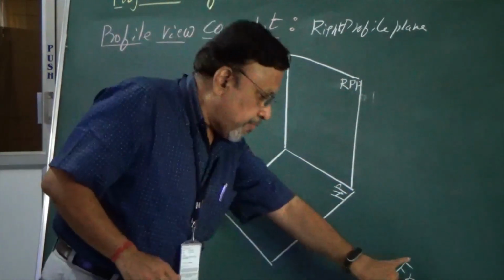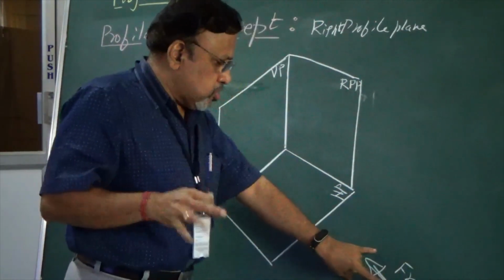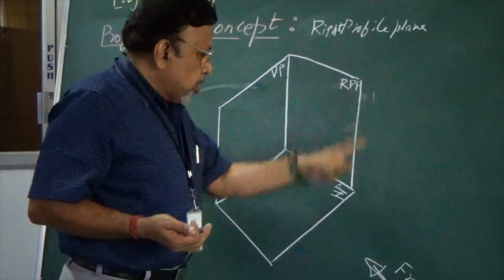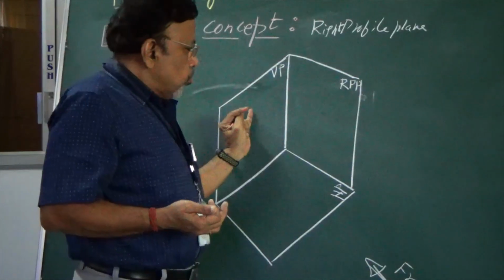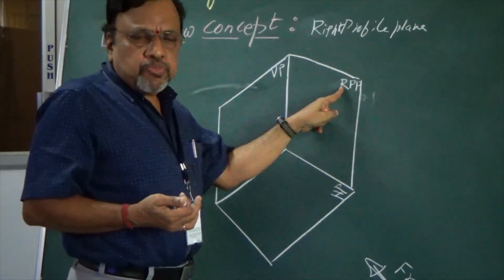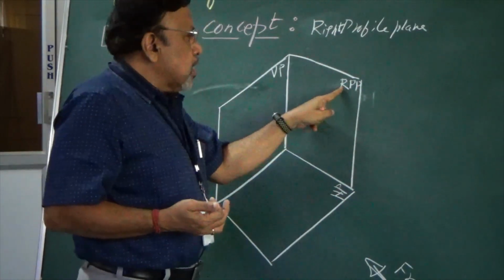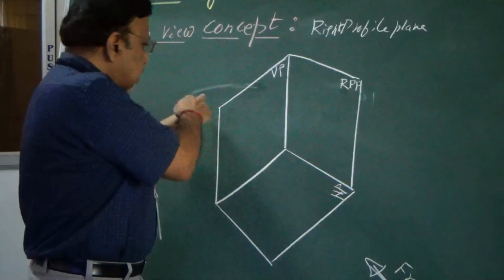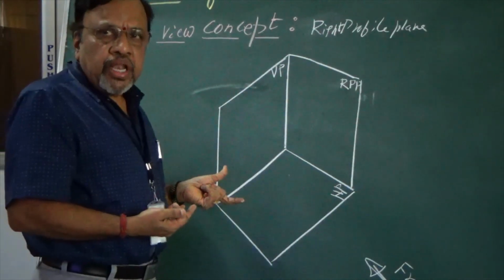But with reference to the observer, always remember the observer position cannot be changed. For the observer, as you can observe, this particular profile plane is towards its right side. Since it is on the right side, we consider this particular PP as RPP, that is right profile plane. Similarly, if we consider this side, we are going to get the left profile plane.